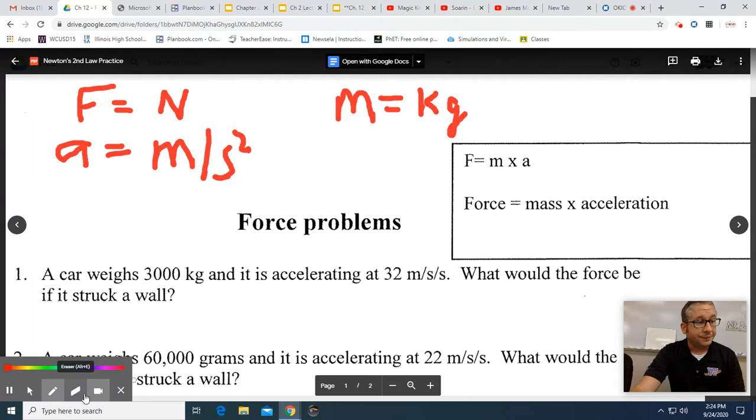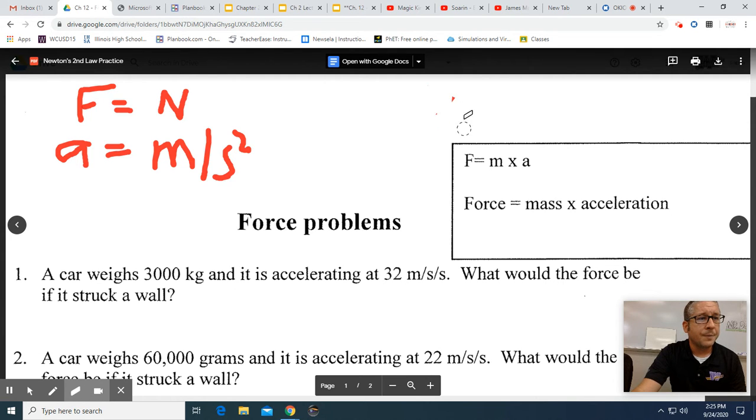First of all, the reason why it's got to be in kilograms, that's not what I wanted. I wanted that. Oops. There we go. Sorry. I'm still learning all this program here.